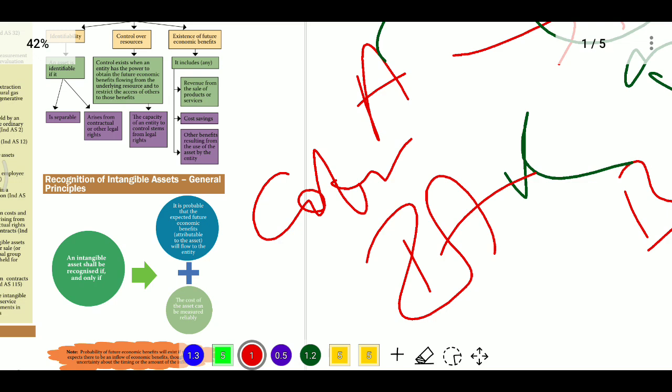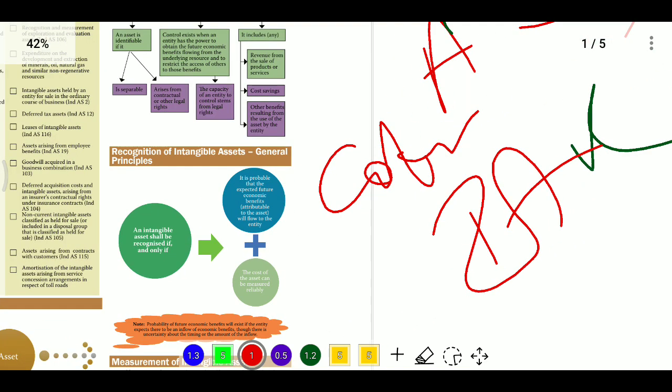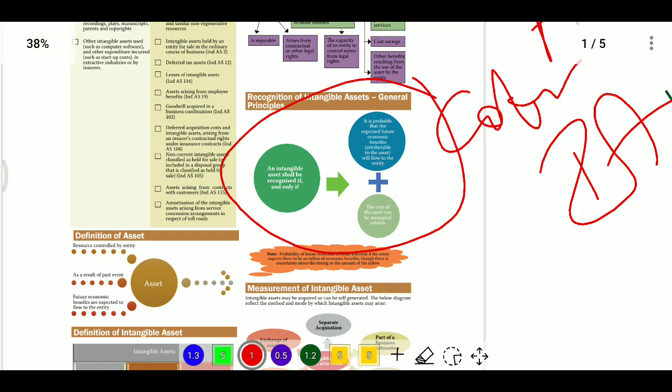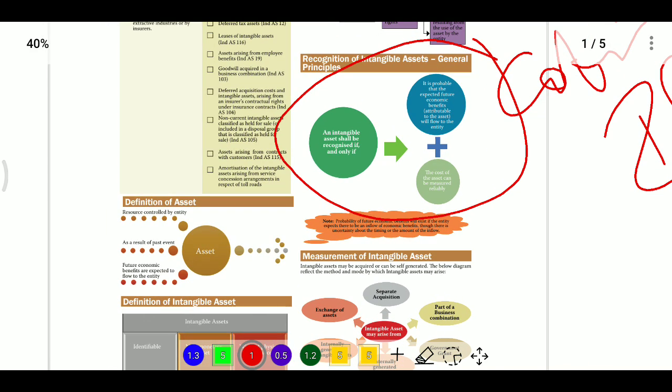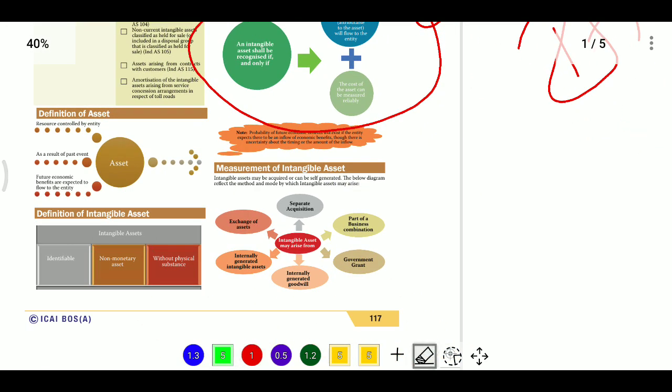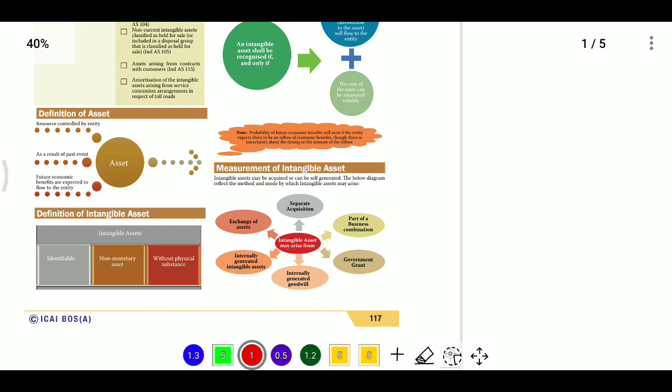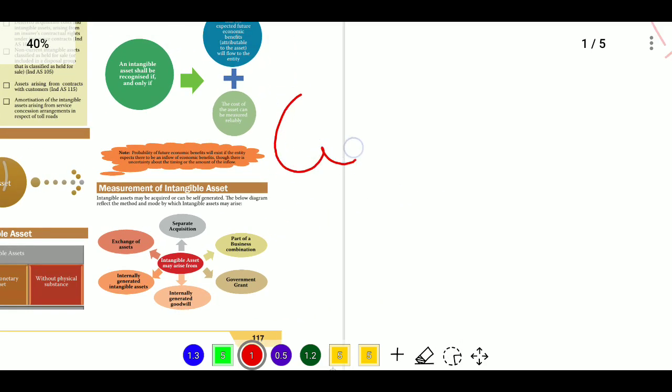Now an intangible asset is recognized in books only if we have the conditions that probable future economic benefit is there and the cost can be measured reliably. Then and only then the recognition criteria are met. Now we need to recognize the asset. How can we recognize the asset? So initial recognition will happen. An intangible asset is recognized at cost.